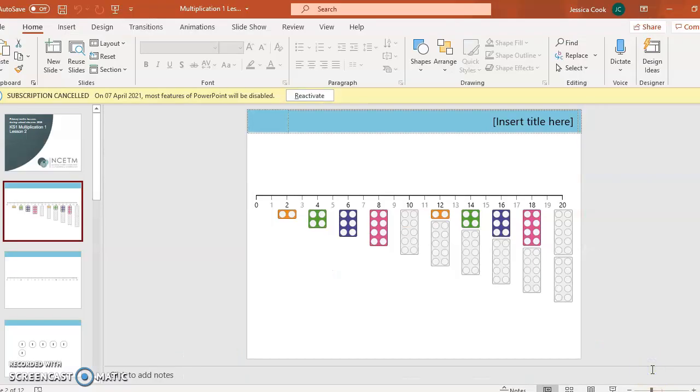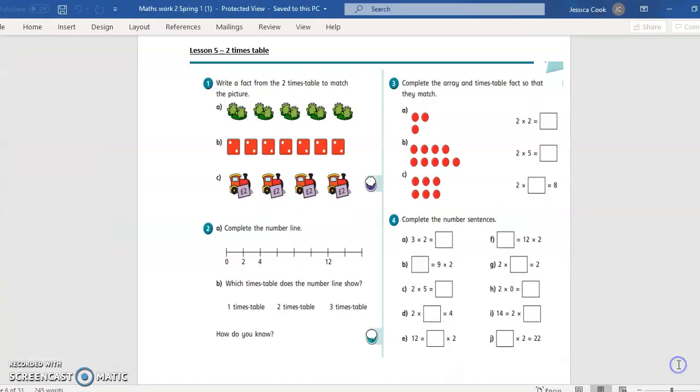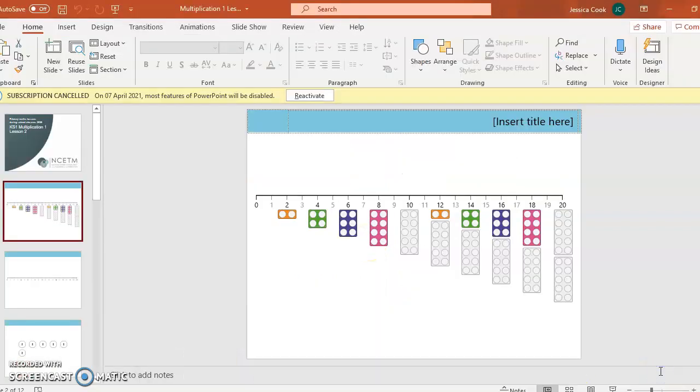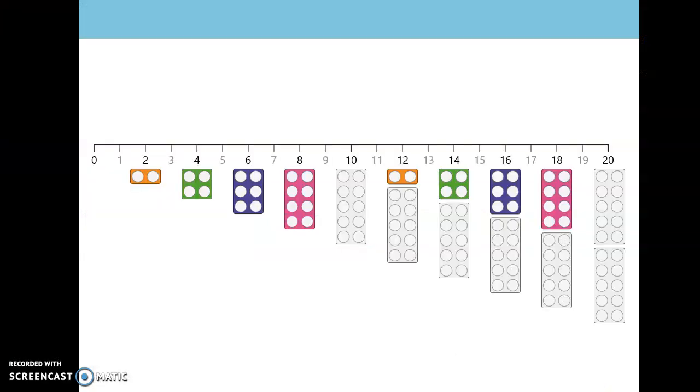This is your lesson and it will be on Wednesday, and you are doing today this worksheet, which is the 2 times table. So you should be on lesson 5 and the 2 times table, so you should have this sheet in front of you at the moment. So what I'm going to do first is I'm going to go through this PowerPoint, okay? Just to get us a bit more familiar with counting in twos.